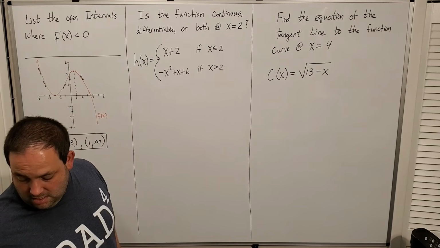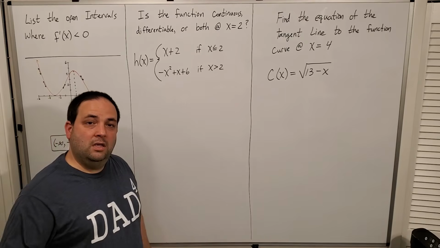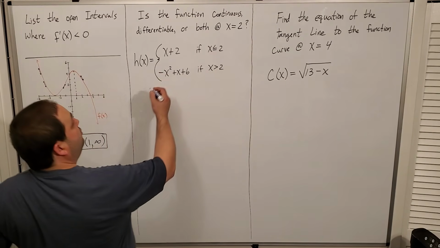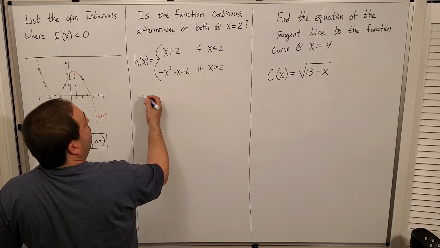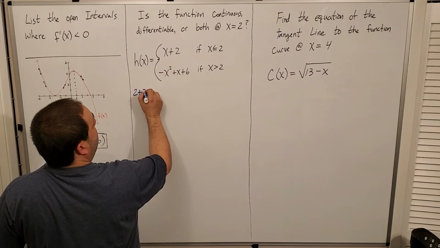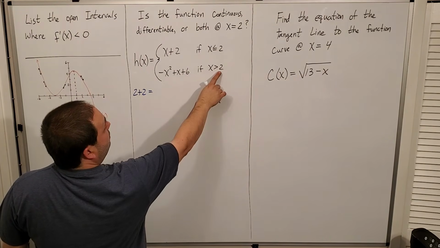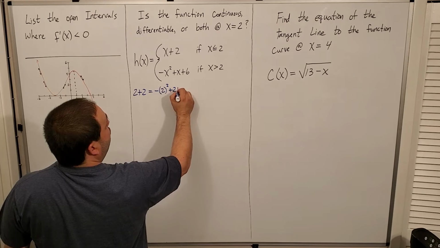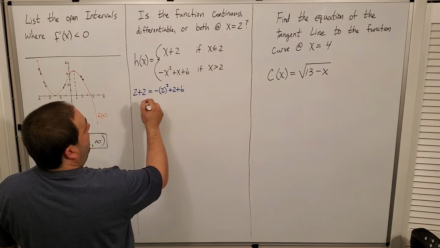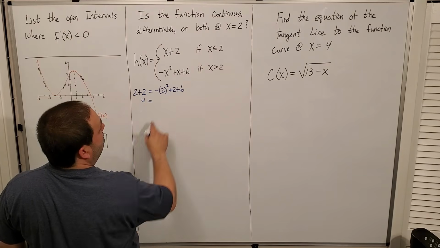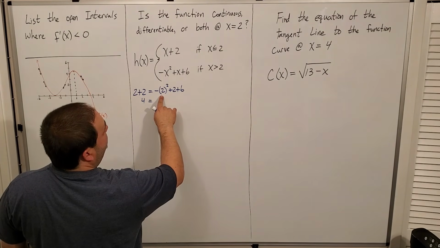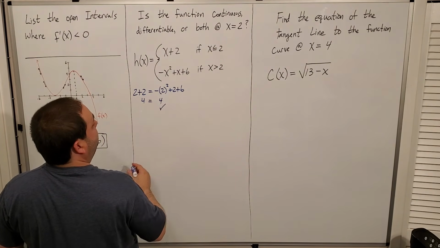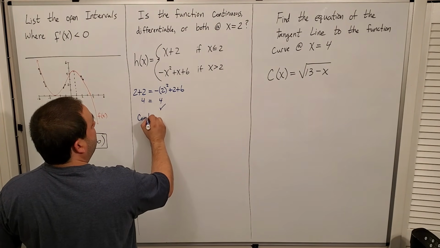So let's check continuity first. Continuity would just be: are these two things equal to each other at the point in question? If I plug in 2, 2 plus 2 is equal to -2 squared plus 2 plus 6. So I've got 4 is equal to -4 plus 8, which is 4. So true, it is continuous.